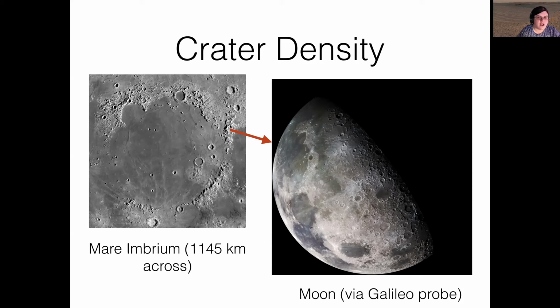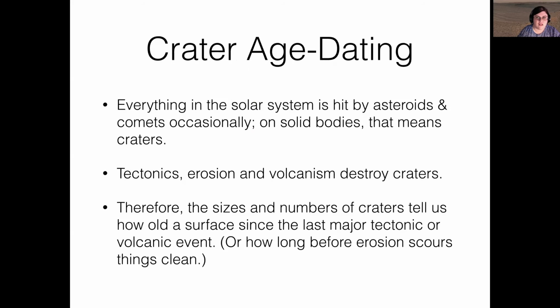So here's a picture of the moon. You can see in the center, there's lots of craters. But if we look at this region, Mare Imbrium, the crater density is much less in here. There's fewer craters per square kilometer. And that's important because, again, we're assuming everything gets hit by craters, and other surface processes, tectonics, erosion, volcanism, whatever else you can imagine, destroy craters, or they modify craters.